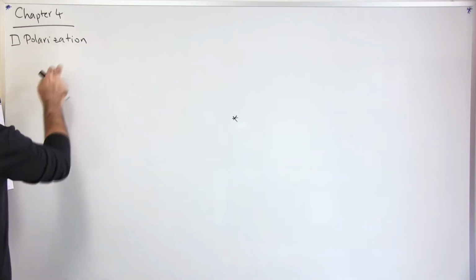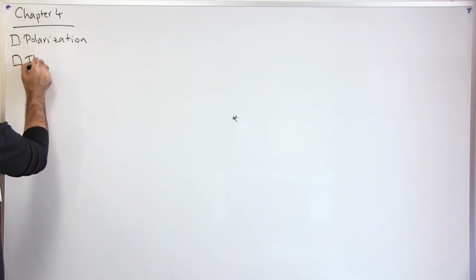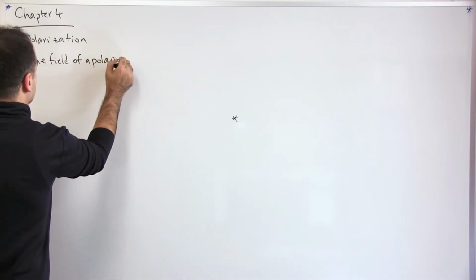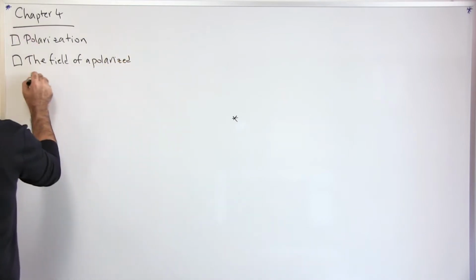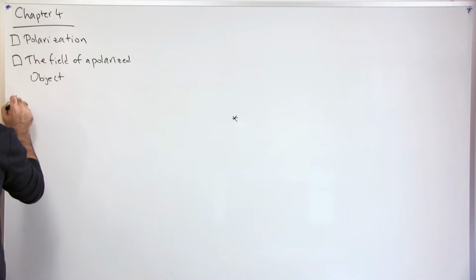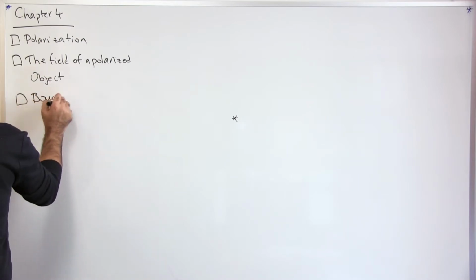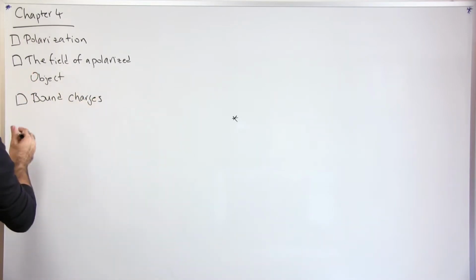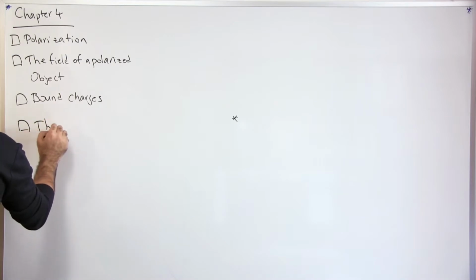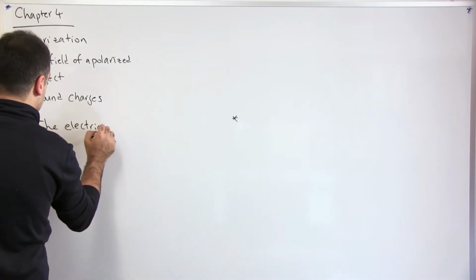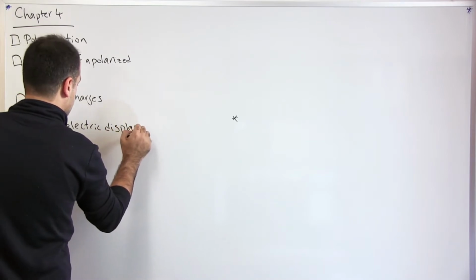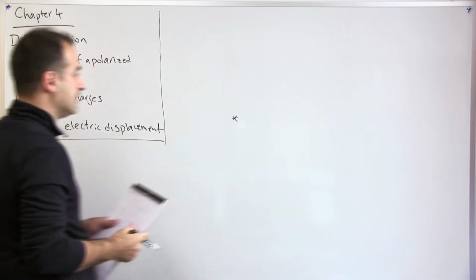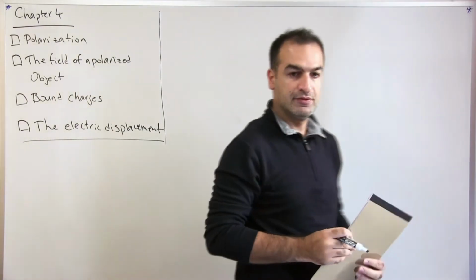So, polarization, the field of a polarized object, bound charges, and then the electric displacement. All right, so these are the topics we are covering from chapter 4 today.